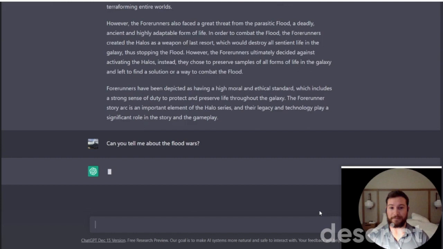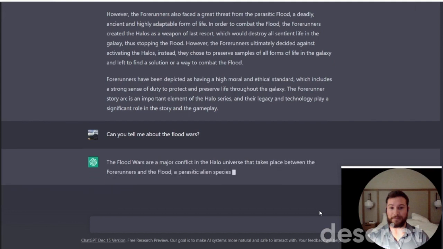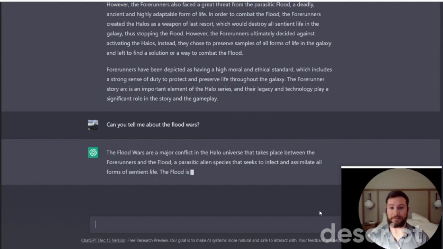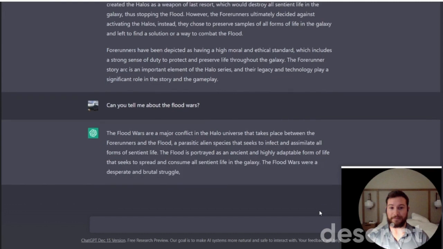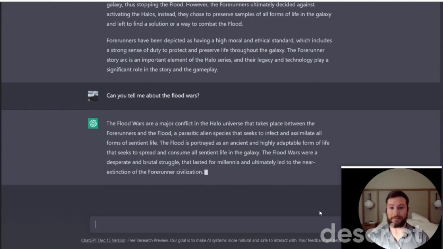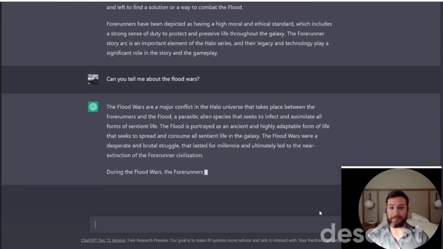The Flood Wars are a major conflict in the Halo universe that takes place between the Forerunners and the Flood, a parasitic alien species that seeks to infect and assimilate all forms of sentient life. The Flood is portrayed as an ancient and highly adaptable form of life that seeks to spread and consume all sentient life in the galaxy. The Flood Wars were a desperate and brutal struggle that lasted for millennia and ultimately led to the near extinction of the Forerunner civilization.